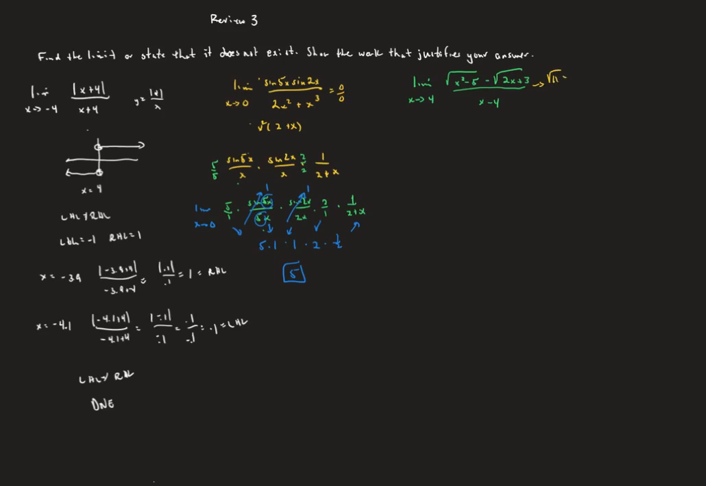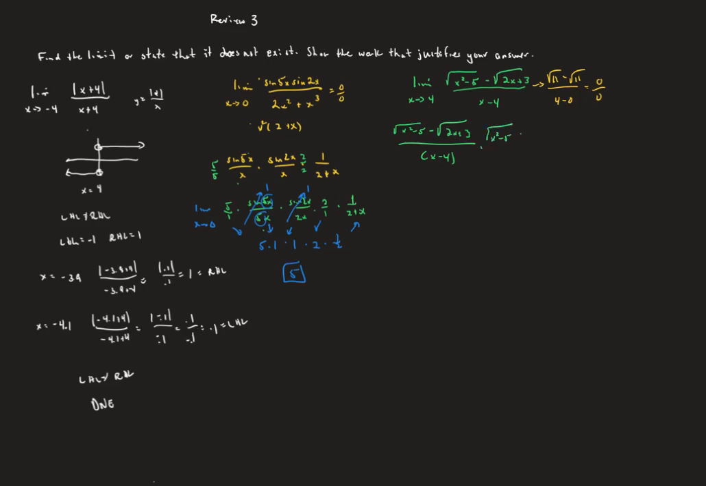And then 2 times 4 is 8 plus 3 is square root of 11. And so we're going to get 0 over 0, which is indeterminate. So our trick here is going to be to multiply top and bottom by the conjugate. So we're going to take this square root of x squared minus 5, the square root of 2x plus 3, the x minus 4, and we're going to multiply by that conjugate.